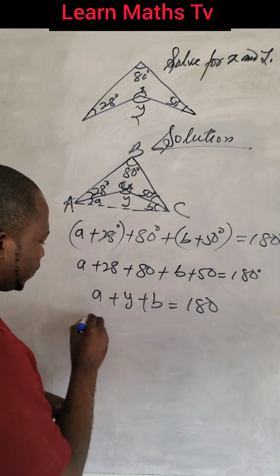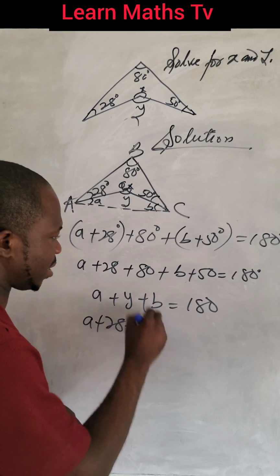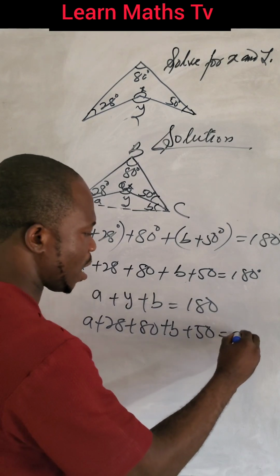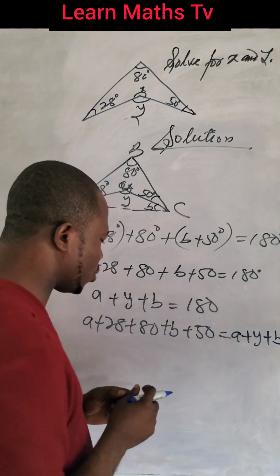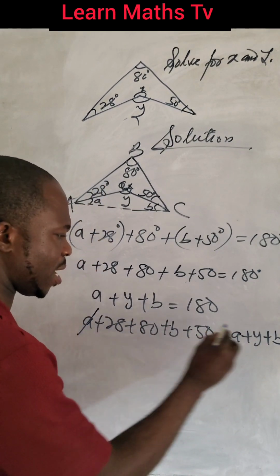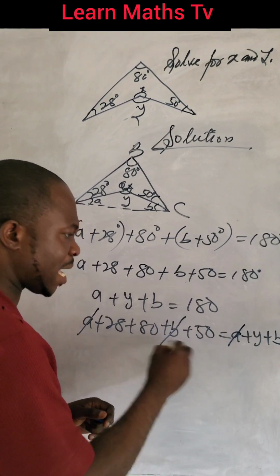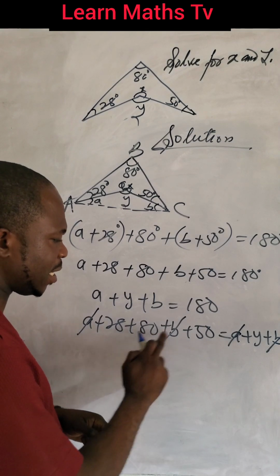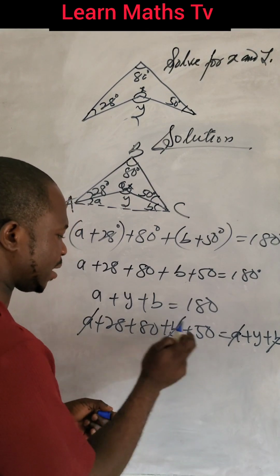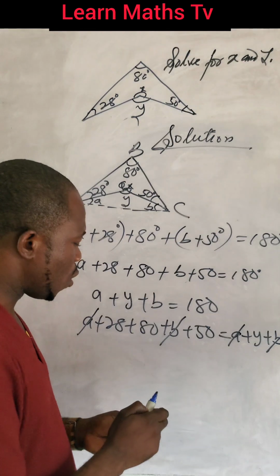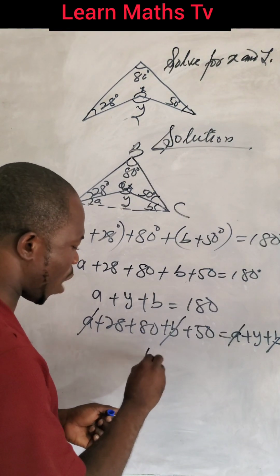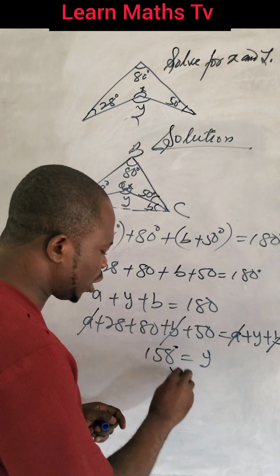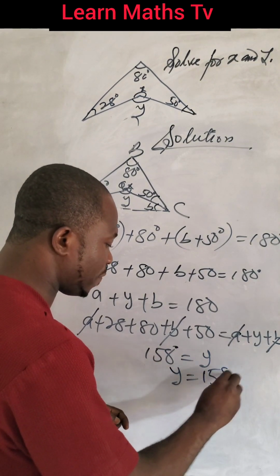So we have A plus 28 plus 80 plus B plus 50 is equal to A plus Y plus B. Good. The next thing to do is, if I cancel A here, I cancel A here. If I cancel B here, I cancel B here. So we have Y to be 28 plus 80 plus 50, which will give us what? 80 plus 50 is 130. 130 plus 28 is 158. So we'll be having Y is equal to 158 degrees.